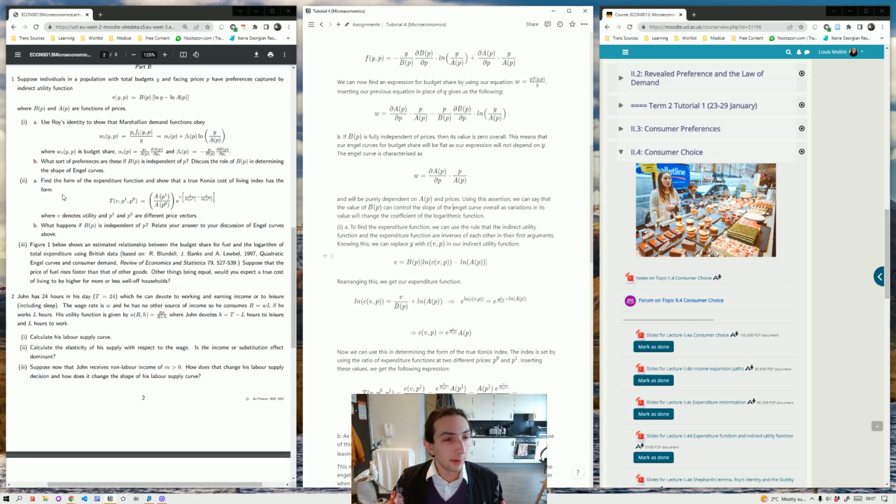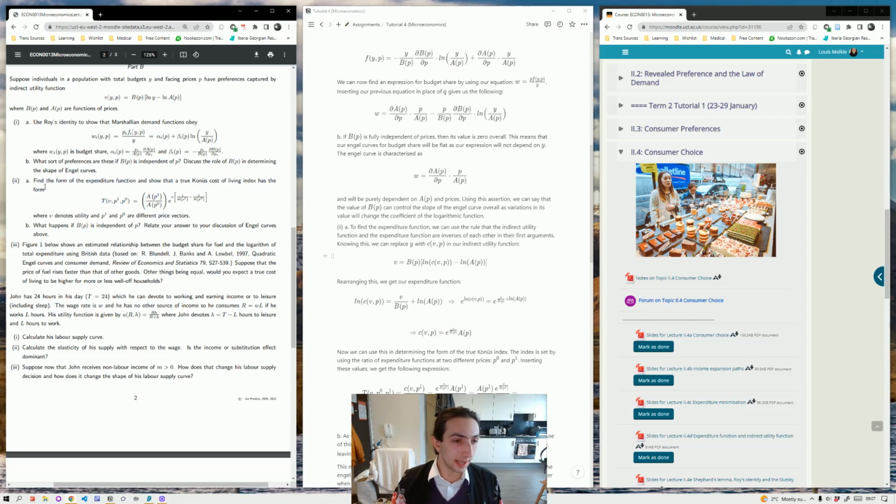Now we're given a question: find the form of the expenditure function and show that the true Konüs cost of living index has the form this. If you remember from, I think, the last tutorial, you can get an expenditure function quite easily by using the indirect utility function. Here, we're going to replace y with our expenditure function. This makes sense. The expenditure function determines how much we're spending. So it's not inconceivable to put that in place of y in this case.